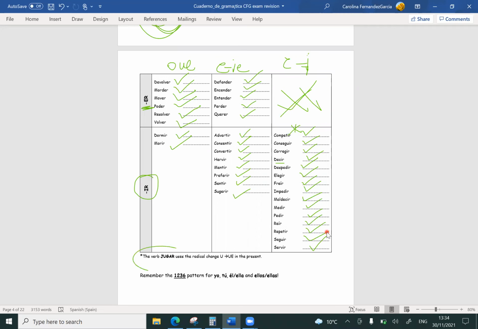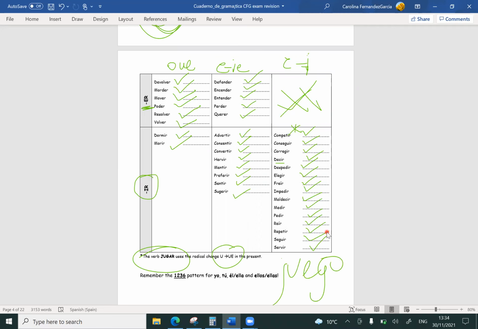There's also one exception, which is the verb jugar. I'm sure that one rings a bell and you already know it, but it doesn't have an O, it has a U. So it's the only verb that changes U to UE in the present tense. Things like juego al fútbol con mis amigos.